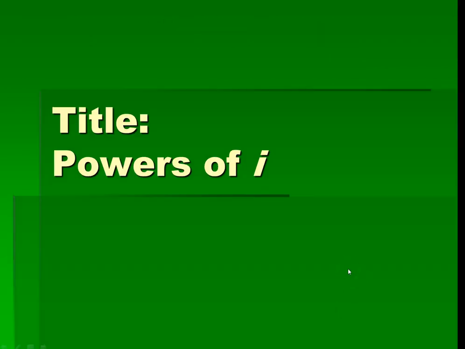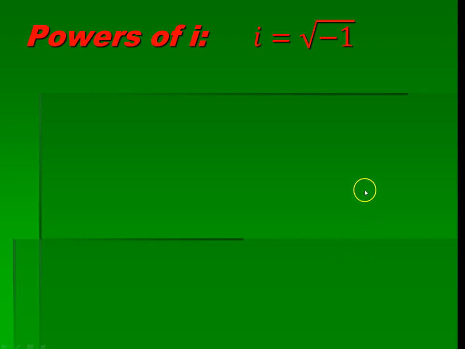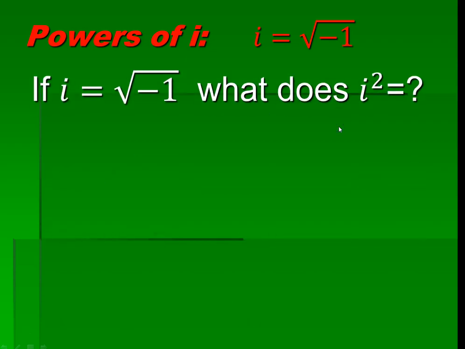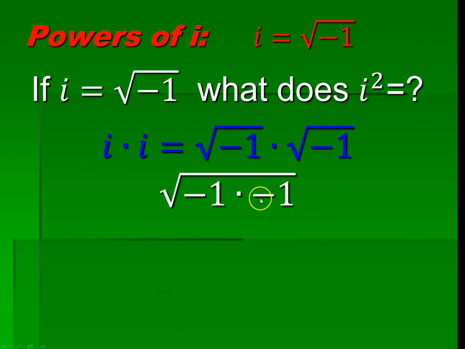Now we're going to talk about the powers of i and how they affect everything. So we know the definition of i, and i is equal to the square root of negative 1. Then what would i squared be? Well, i squared means i times i, which would be the square root of negative 1 times the square root of negative 1, wouldn't it? And our radical rules tell us that since they have the same index, we can put them together.